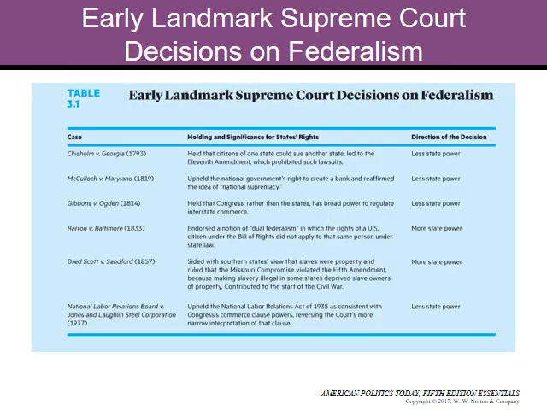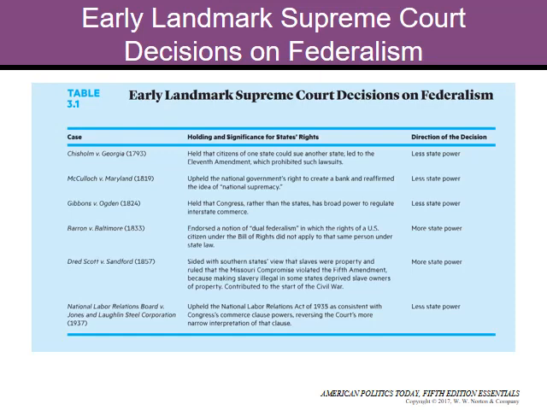Let's look at some landmark Supreme Court cases on the issues of federalism. Chisholm versus Georgia in 1793 held that citizens of one state could sue another, and led to the 11th Amendment, which prohibited such lawsuits. And that gave the states less power. McCulloch versus Maryland in 1819 upheld the national government's right to create a bank and reaffirmed the idea of national supremacy, which again lessens state power.